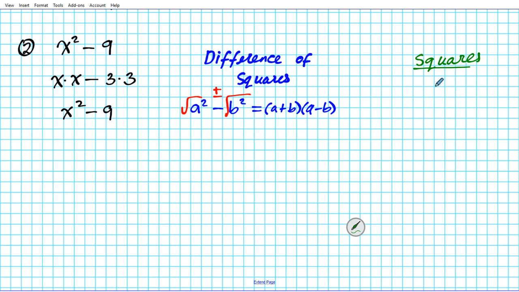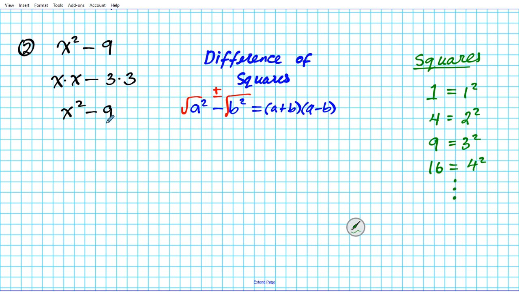1 is a square because 1 squared is 1. Can you think of the next square after 1? The next square is 4 because 2 squared is 4. Next one is 9 because 3 squared is 9. We have 16, 4 squared. So these are square numbers. They go on forever. Okay?